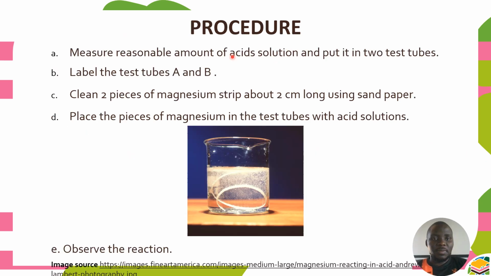The procedure: measure a reasonable amount of acid solution and put it in different test tubes. Label the test tubes. Clean two pieces of magnesium ribbon using sandpaper. Place the pieces of magnesium ribbon in the test tubes with acid solution and observe what happens in the reaction.